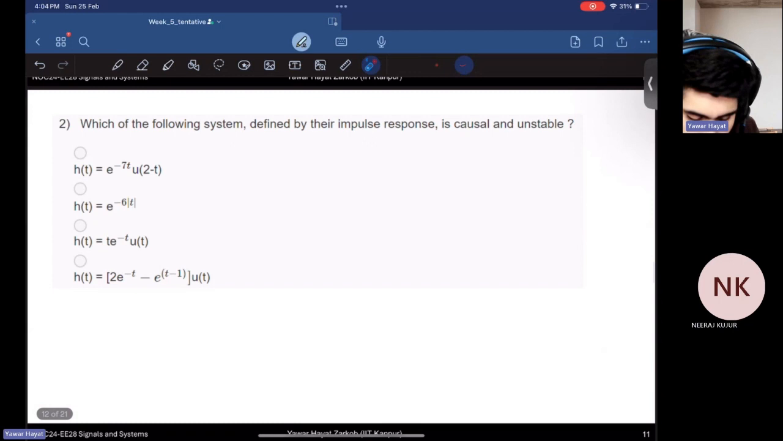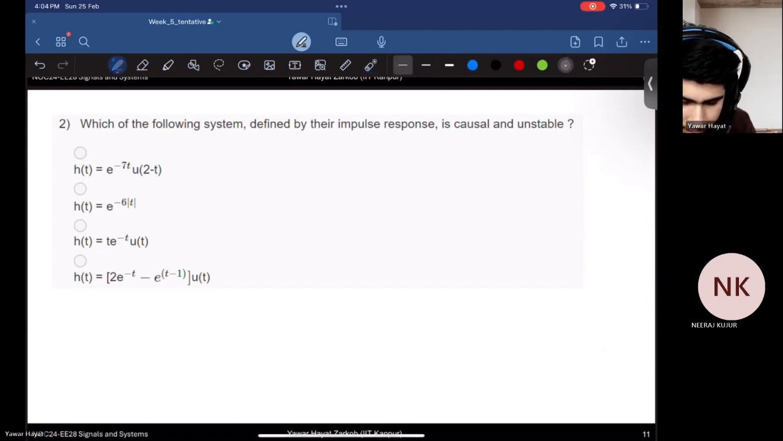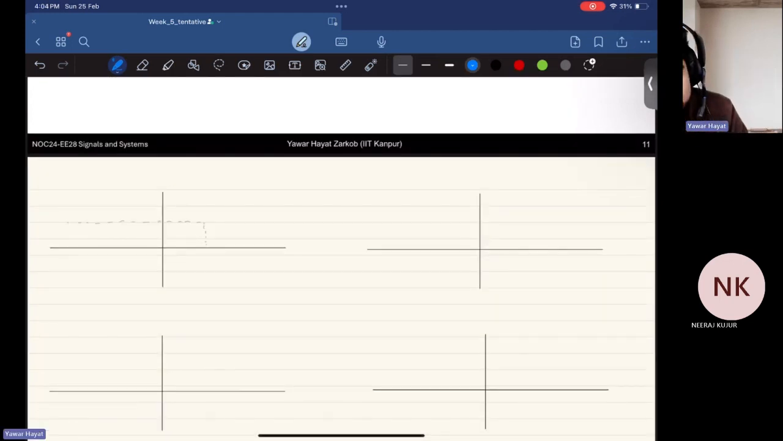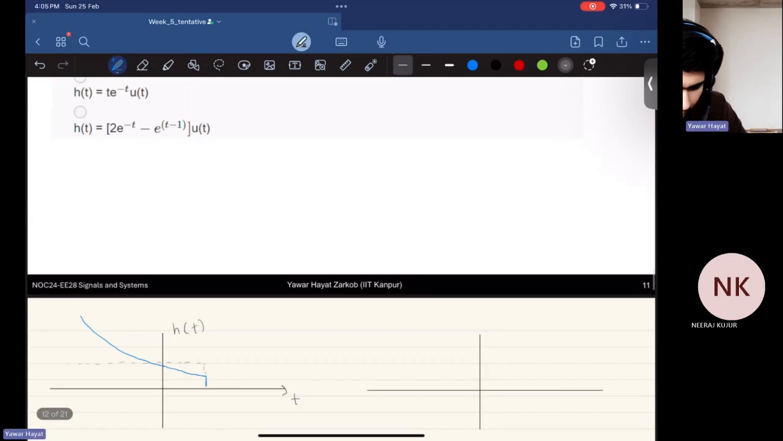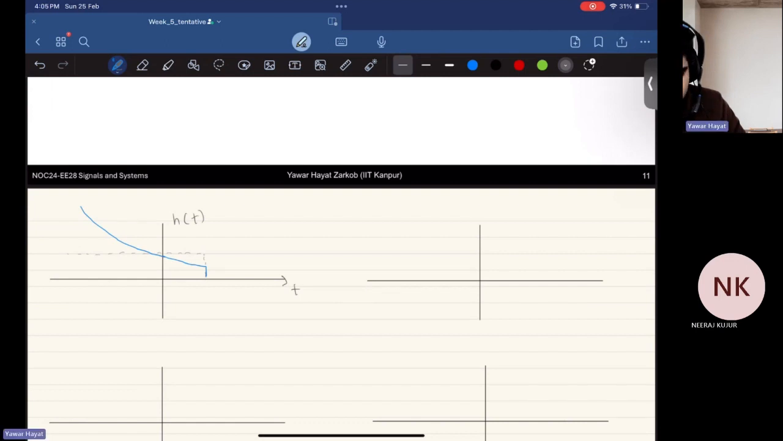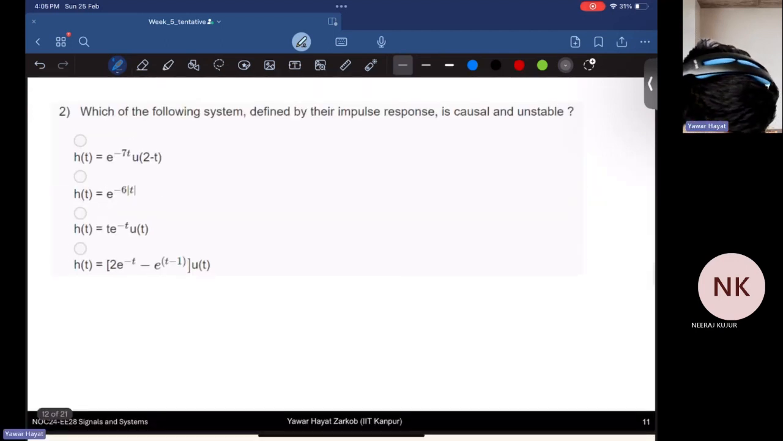So now what about this e to the power minus 70? Let's draw that e to the power minus 70. I'll only draw that in this unit step region, okay? So this exists throughout, something like this. So comment on the causality of this system. This is h of t, right? You are given h of t in the question. So is this causal? No, sir. This is not causal, right? So this option A is not correct.